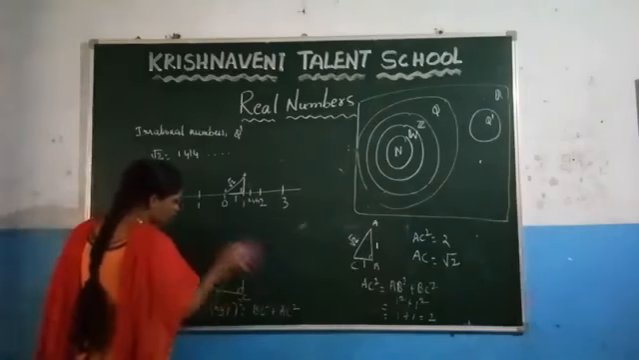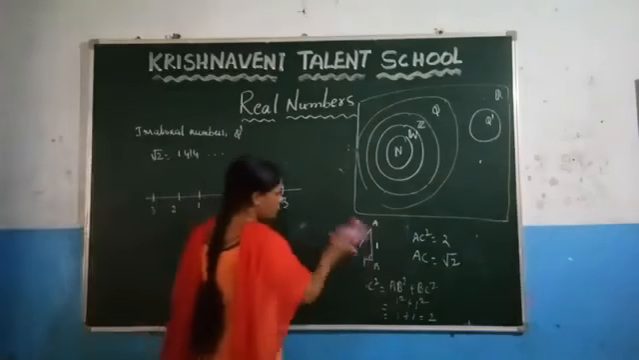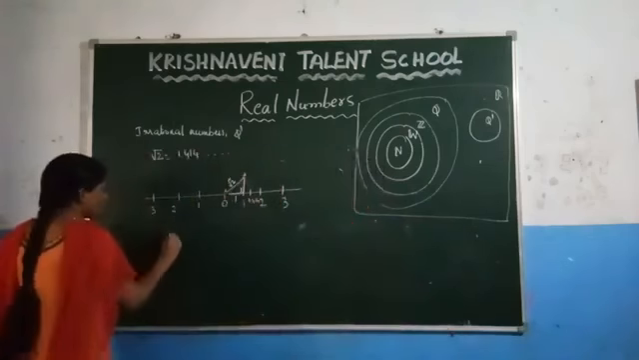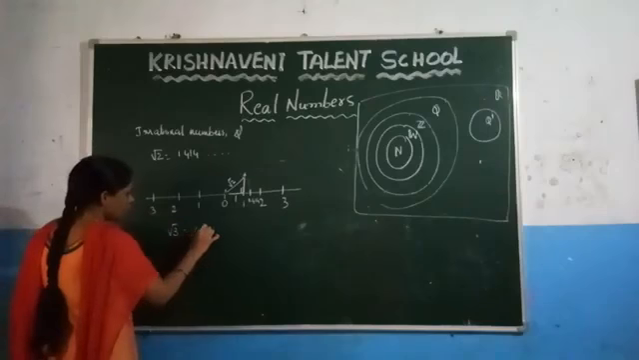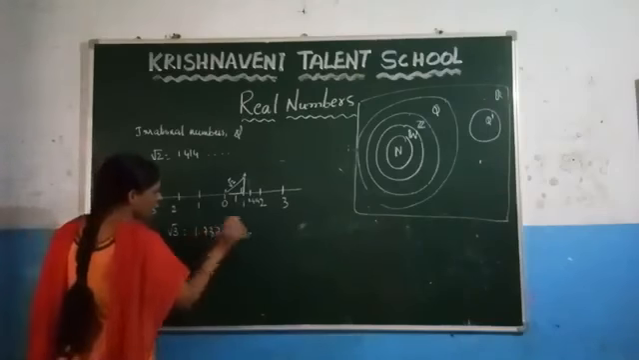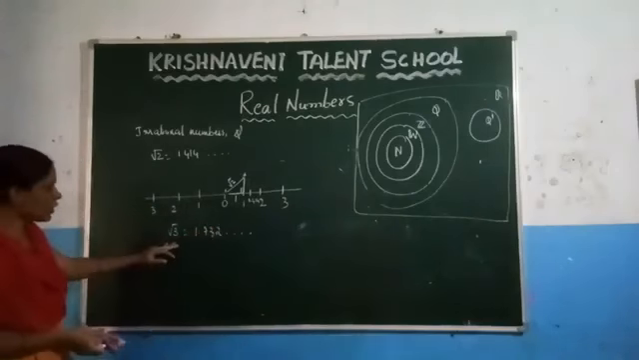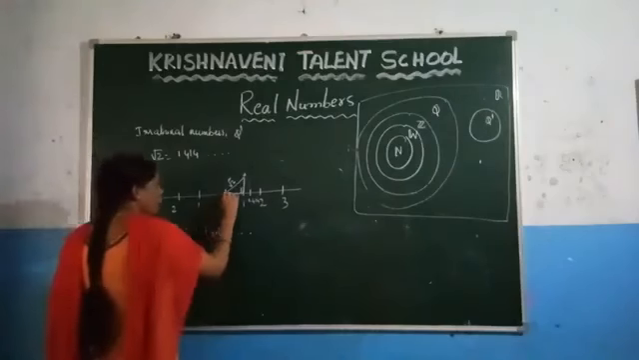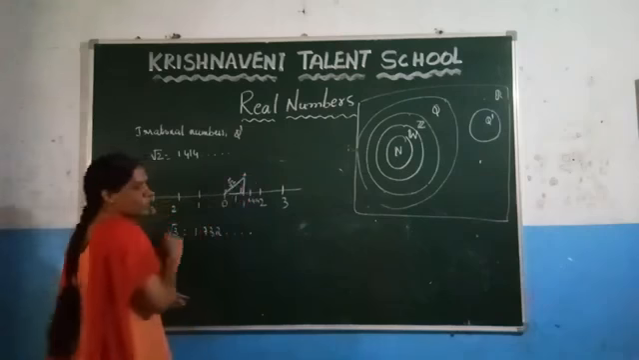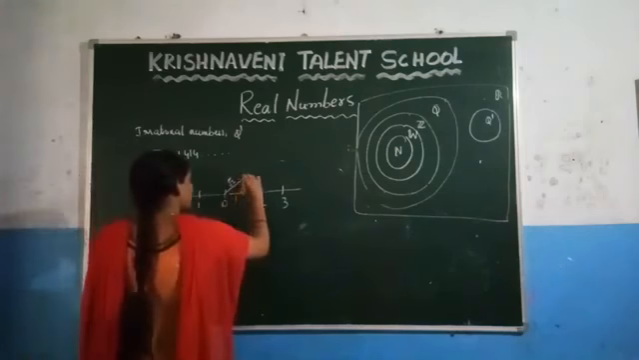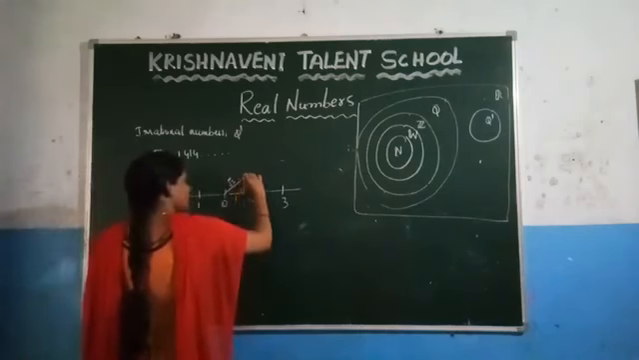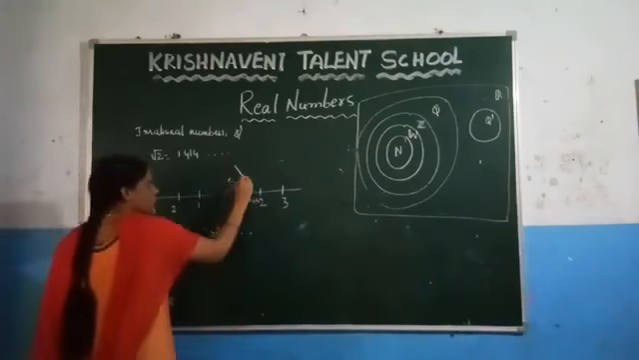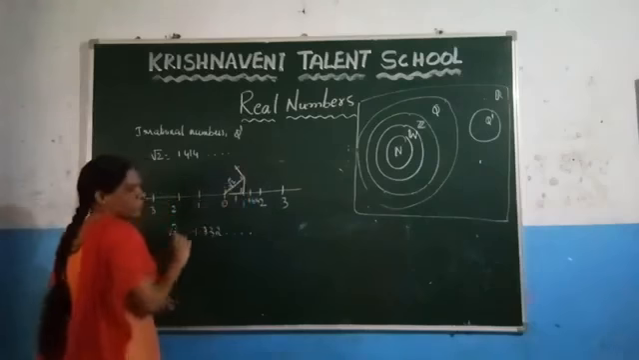Suppose you want to represent root 3 on a number line. Here you know that the value of root 3, after solving, you will get 1.732 like this. So if you want to represent root 3 on a number line, up to here this is the value of root 2. At this point you can draw one right angle by using the protractor. Draw one right angle here and mark 1 unit.